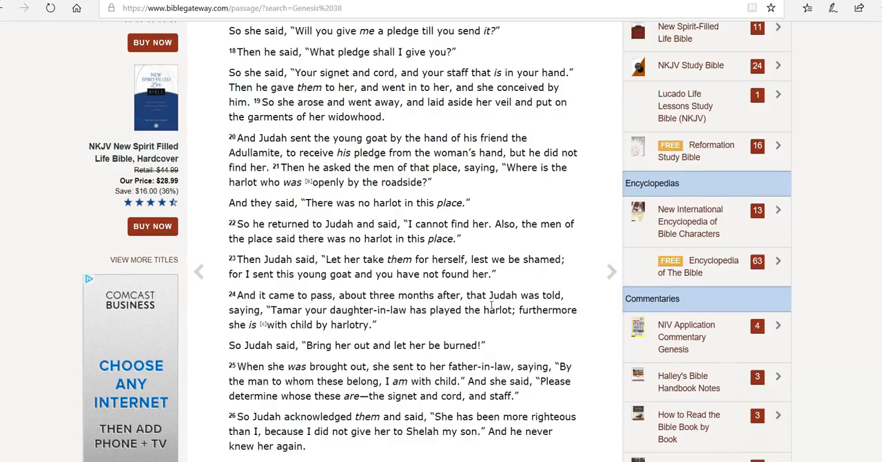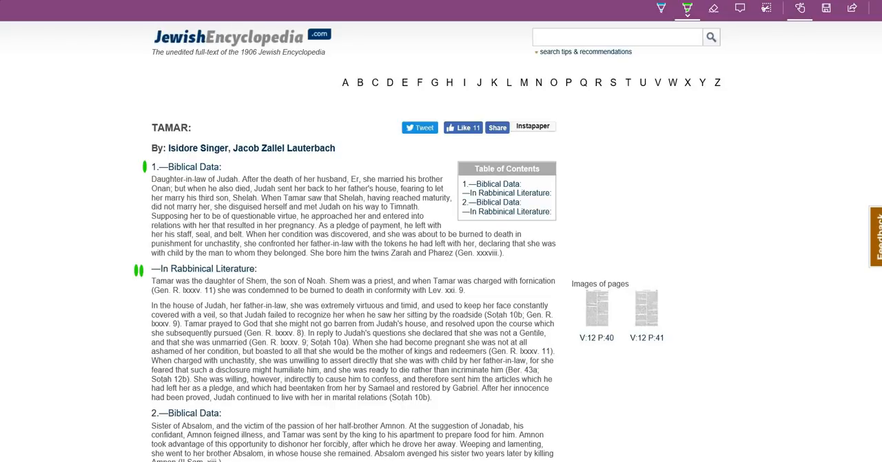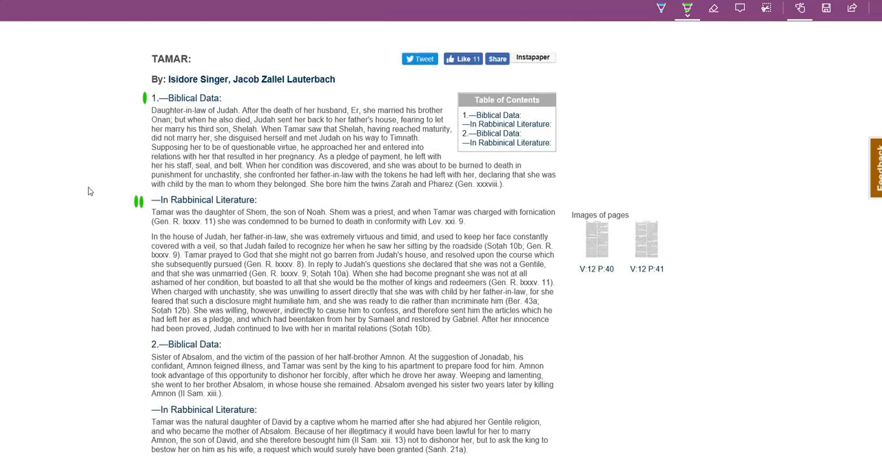Now, there is something that I want to stop right there, because there is something that I need to, is this it? Hang on one second while this comes up. Here it is. The Jewish Encyclopedia. I want to talk to you about why he said that, okay? So basically, we're understanding the story as pledge of a payment. He left her his staff, seal, and this says belt. And when her condition was discovered, she was about to be burned to death in punishment for unchastity. She confronted her father-in-law with the tokens he had left her, declaring that she was with child by the man whom they belonged. Okay, and then she bore twins.